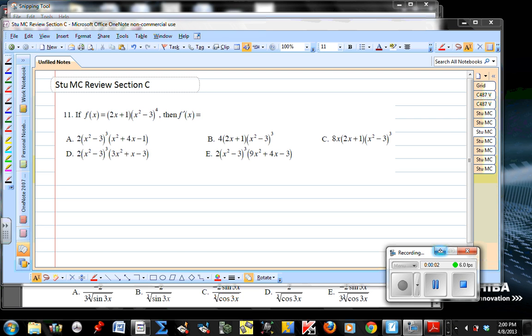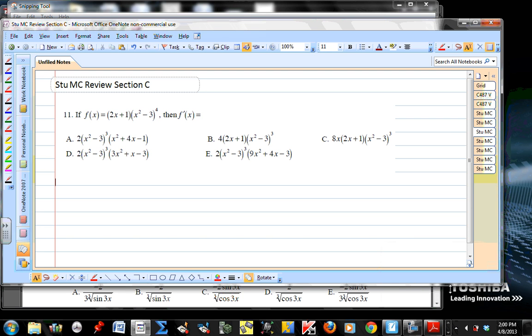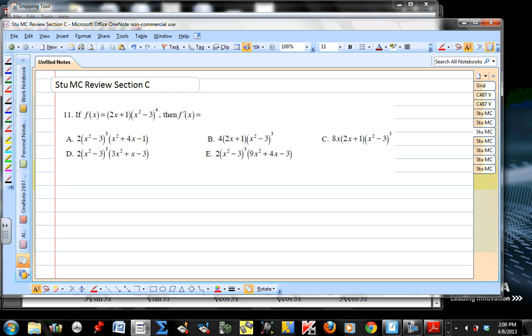Here we are in section C working on derivative rules. And you can see on problem number 11, we're just asked to find f prime of x. So this is just a straightforward skill problem where we need to use the product rule and chain rule within our problem. So just for being on the same page, let's call this quantity 2x plus 1 the first function.